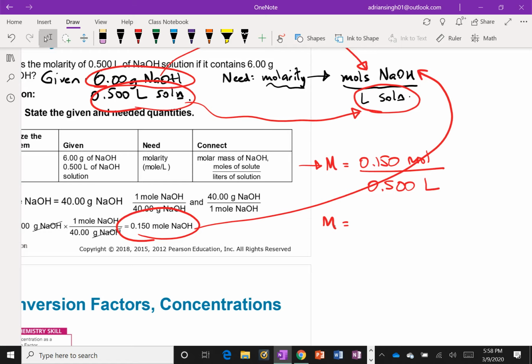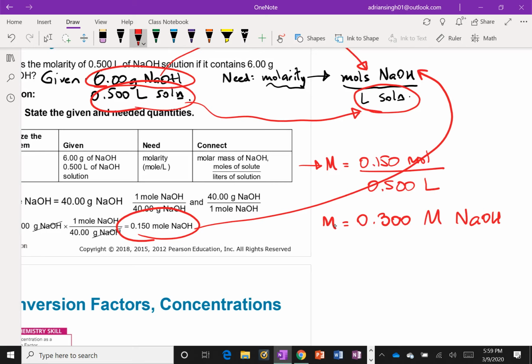Well, this has 3 sig figs. And this has 3 sig figs, right? We're just dividing, so it should be 3 sig figs. So it should be 0.300 molar sodium hydroxide.